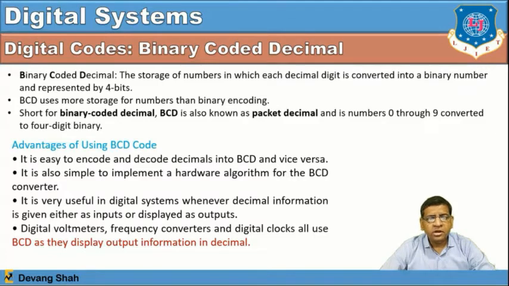It is simple to implement a hardware algorithm for a BCD converter. It is very useful in digital systems wherever digital information is given as input and displayed as output. So normally we use it for display purposes. In digital voltmeters, frequency counters, digital clocks, all digital gadgets, we use BCD as the display output information in decimal, right? So wherever you require a display, and you want to display any number or alphabet, you can use this BCD number.